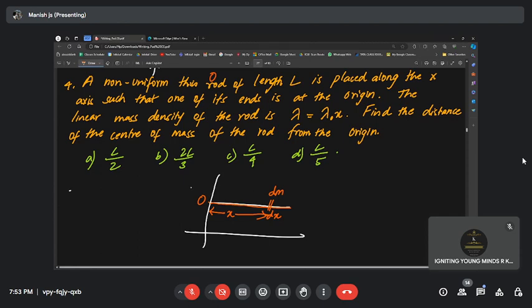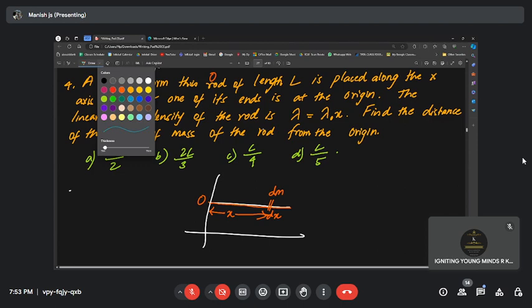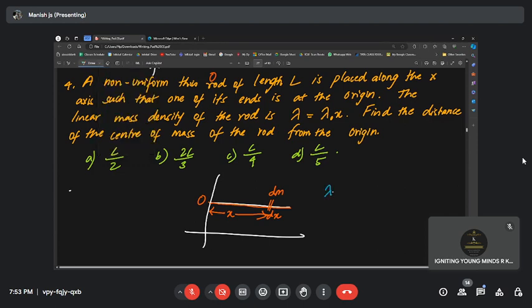So having this information, what is the small mass for that element? They have given us that the linear mass density lambda is equal to lambda naught into x for the rod. Now, for a small element, yes. Sir, the dx distance is L minus x, sir. Okay, dx is that small distance. L minus x, we will see it. I'm just trying to explain the scenario.